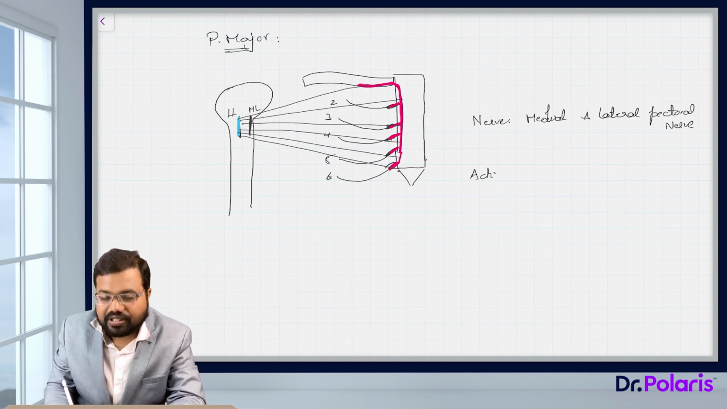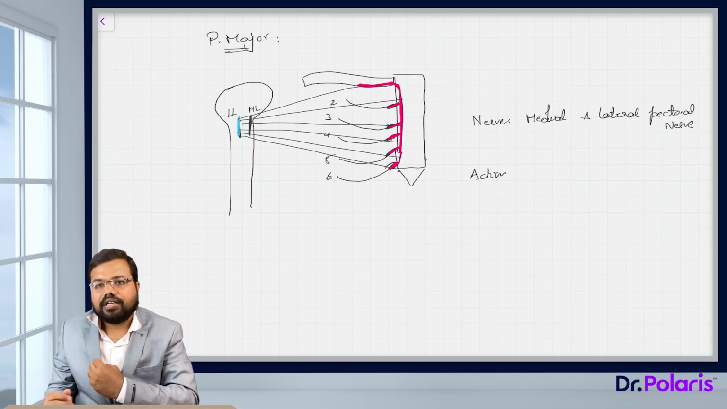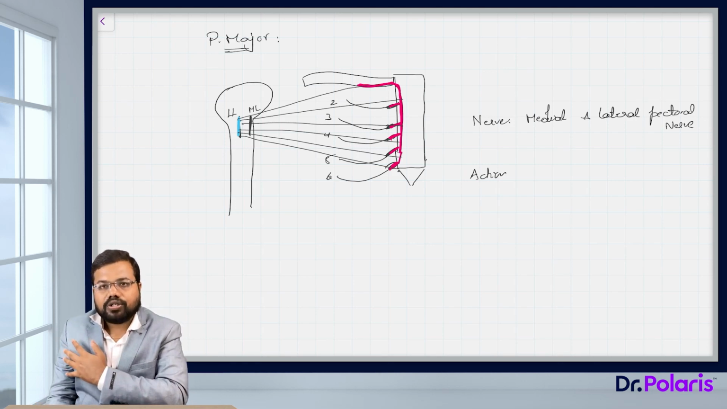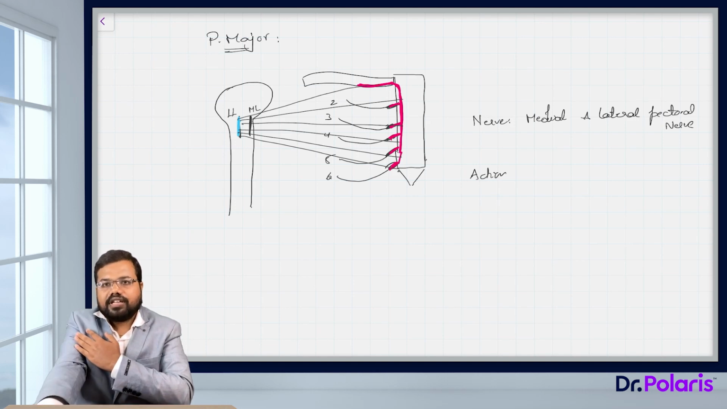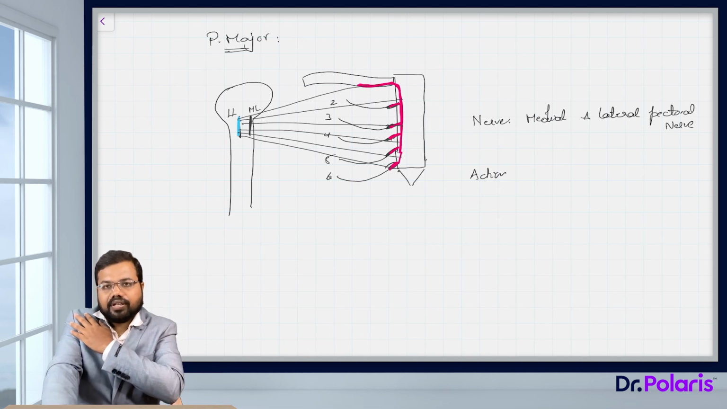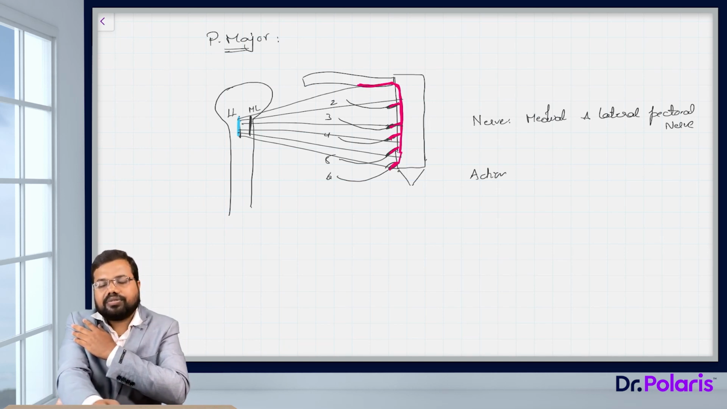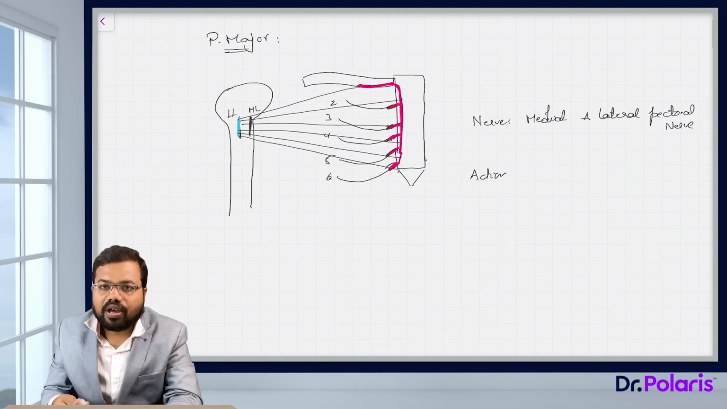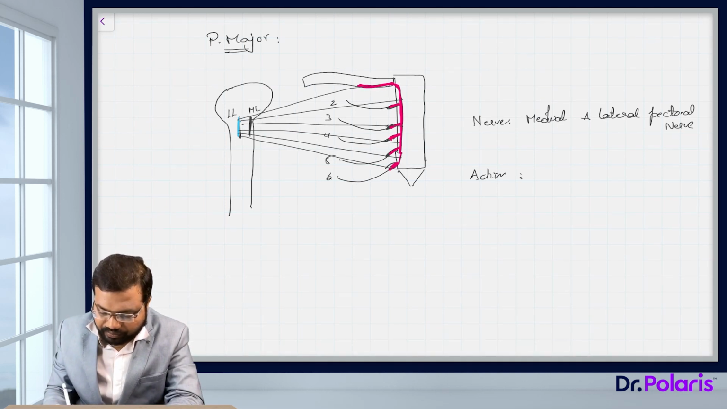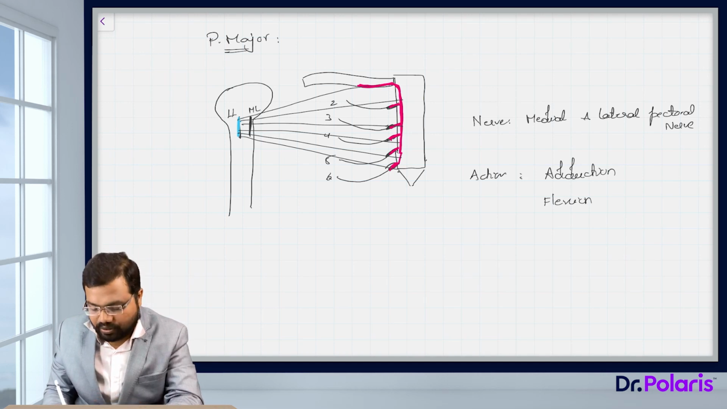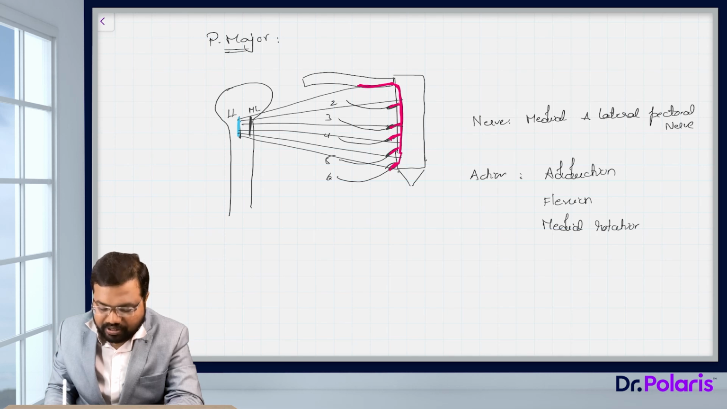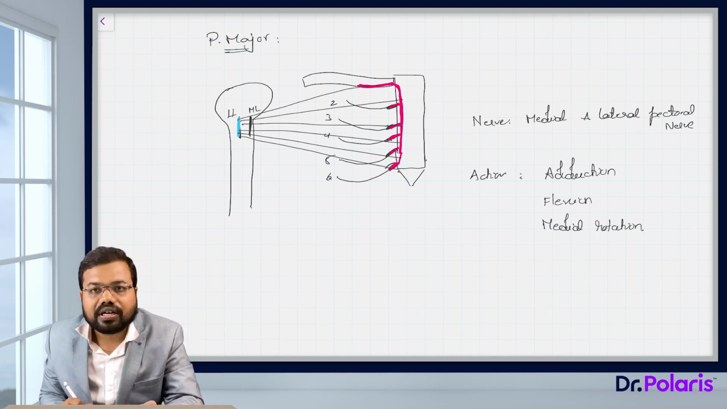And the actions: whenever the pectoralis major contracts at the level of the shoulder joint, it causes the upper limb to come towards the front side, it makes medial rotation of the shoulder joint like this, and also it causes adduction. So these three things are the actions of pectoralis major: adduction, flexion, and also medial rotation. These are the actions whenever the medial and lateral pectoral nerves together are stimulated.